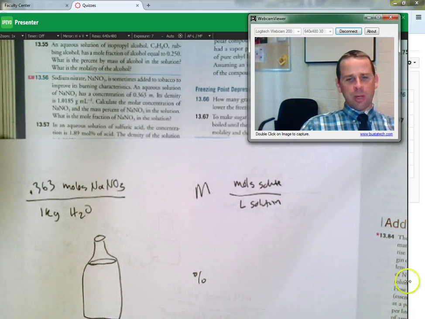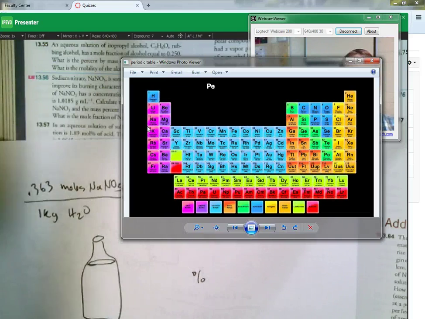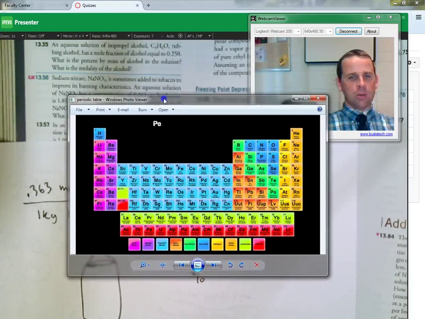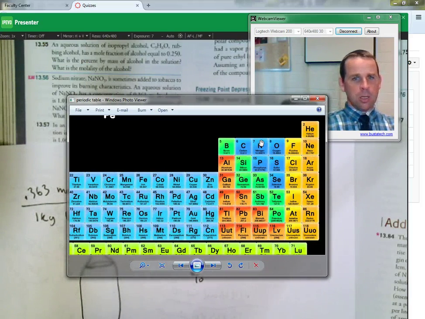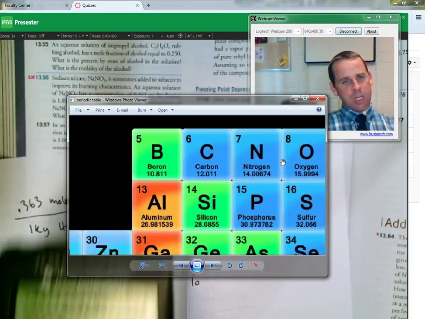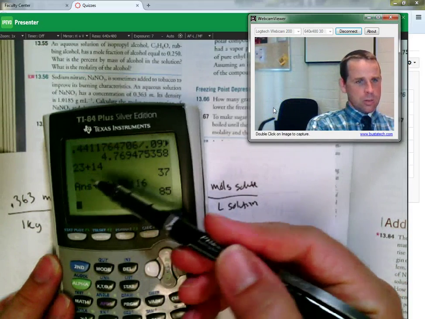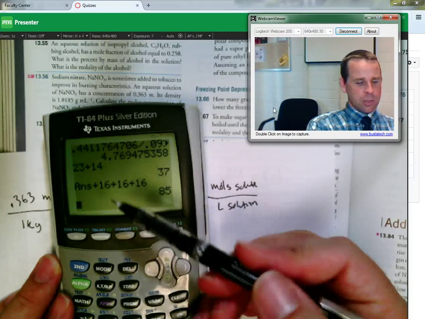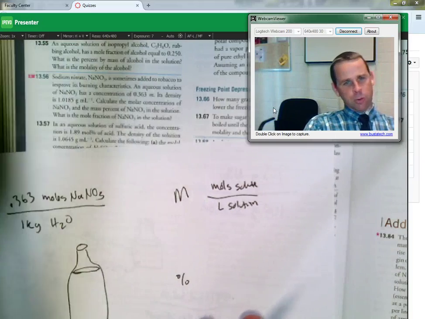I could find the molar mass of sodium nitrate. Sodium, 23. NaNO3. Nitrogen, 14. And oxygen, 16. But there's three oxygens, right? So here's the sodium, the nitrogen, 14, Na, N, and then there's our three oxygens. So I got 85 grams per mole.